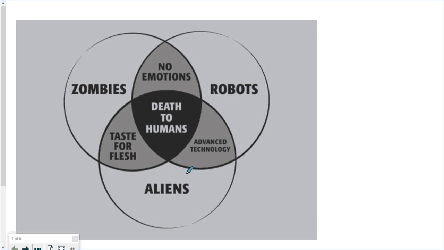So our Venn diagram, now we have 3 different sets. We have aliens, and they have a taste for flesh, they want death to humans, and they have advanced technology. Whereas zombies have a taste for flesh, are looking for death to humans, and have no emotions. Robots have no emotions, they're looking for death to humans, and they also have advanced technology. So that's our Venn diagram of zombies, robots, and aliens.